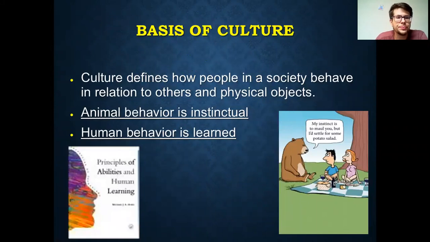Basis of culture. So let's talk about the basics right here. Culture defines how people in a society behave in relationship to others and the physical objects that they find there. So culture is very much the way that we are going to be acting. It is not the people who are doing the acting, but it is the actions that they are going to be taking. When you have an animal and it's acting out, it is not usually based off of culture, but rather based off of instincts.